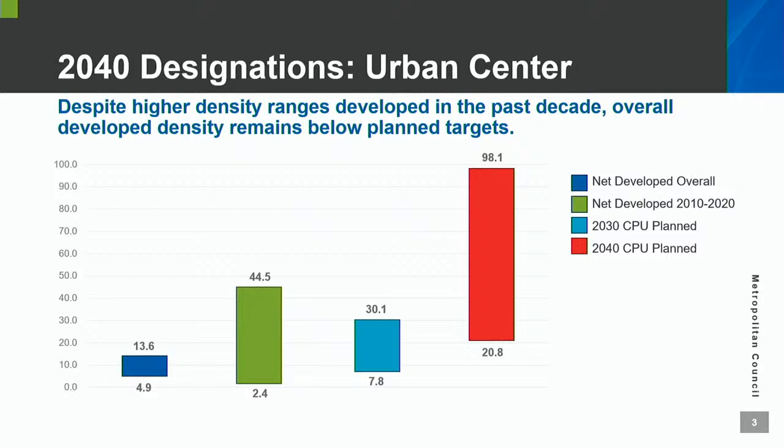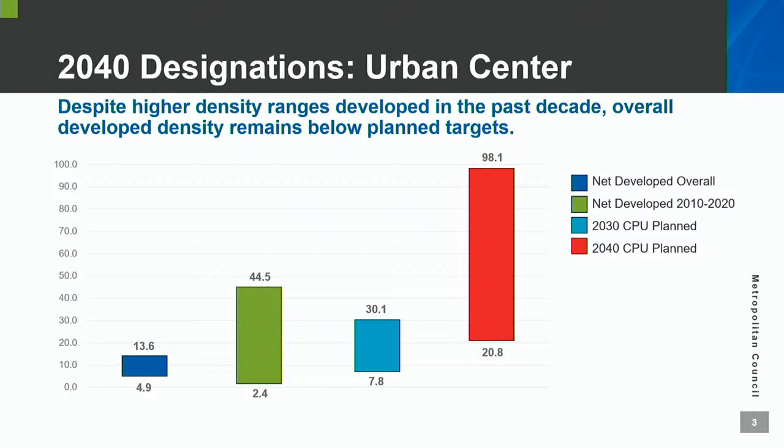It just shows that within the urban center designation, the existing density of all times, the developed density, is as low as 4.9 for one community, and as high as 13.6 for another. So it's just that one number. Then the green bar right next to it shows the developed density for those units developed between 2010 and 2020.